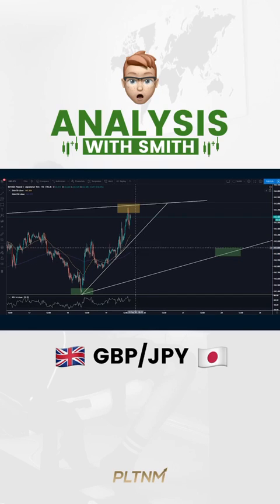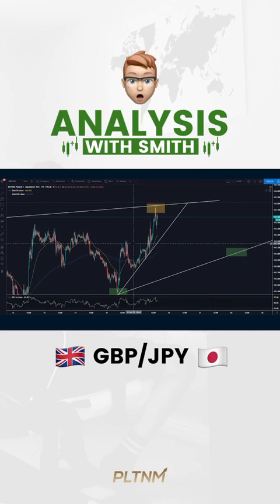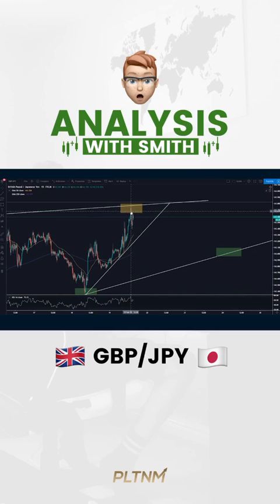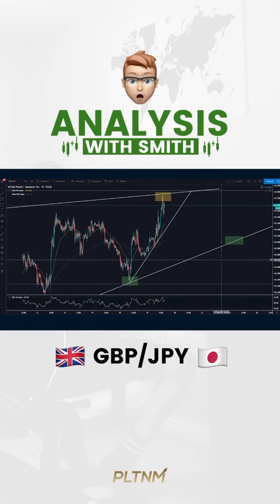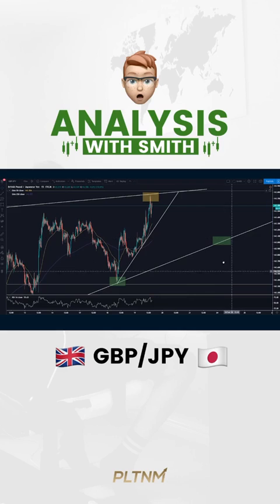So just to recap on GBP JPY for you guys, we are currently in a short position looking for a rejection of this overhead resistance here down to the support line and then a continuation of the trend and uptrend. However, if there is a break to the downside, that is a very clear short opportunity.